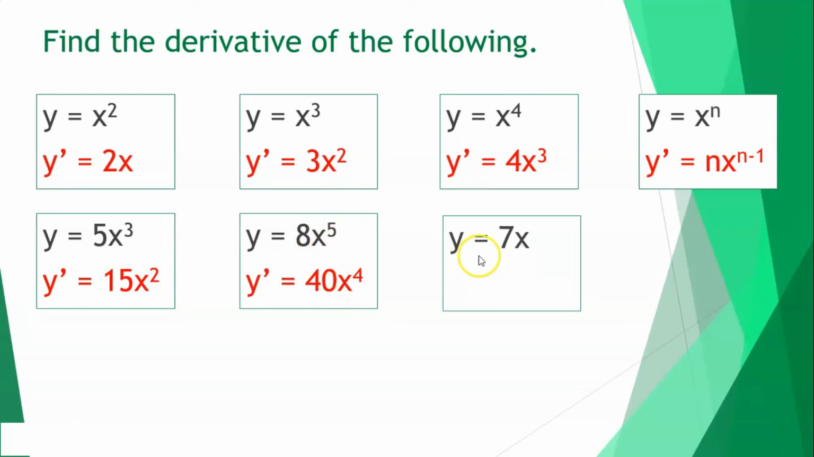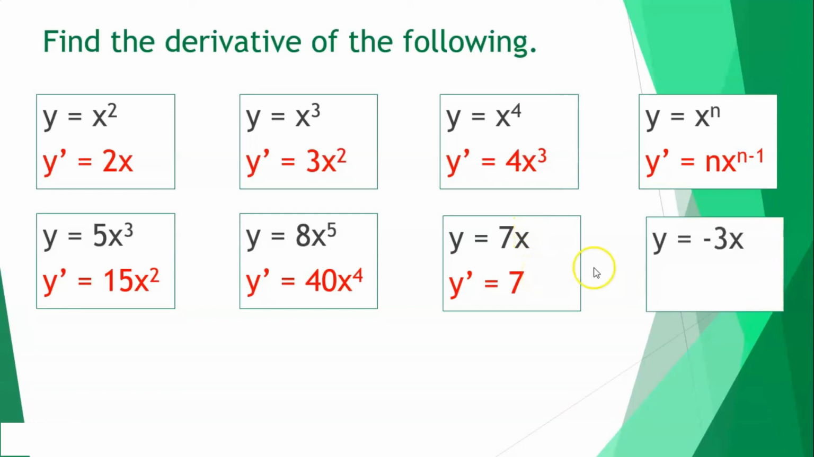Now, what if you're given 7x? When you see 7x, the exponent here is 1. So the derivative of this is 7. Because again, 1 minus 1 becomes 0, and x to the 0 becomes 1. Another, if you're given negative 3x, the derivative of this would be negative 3.